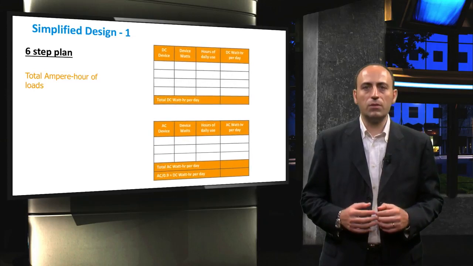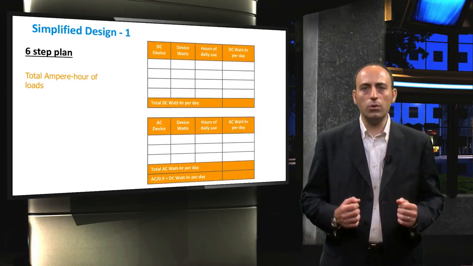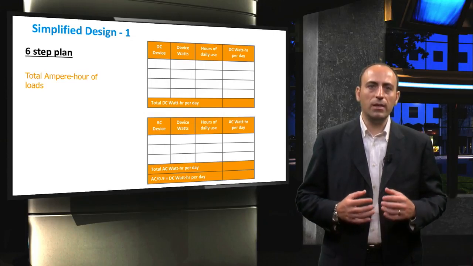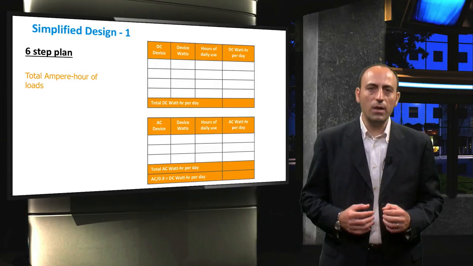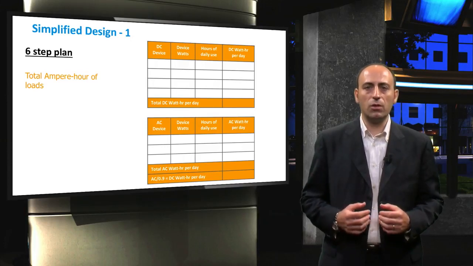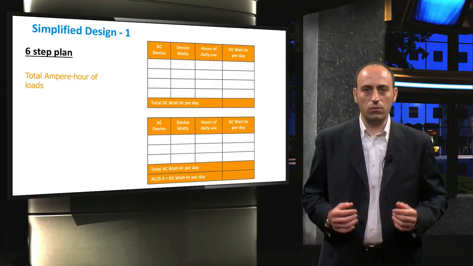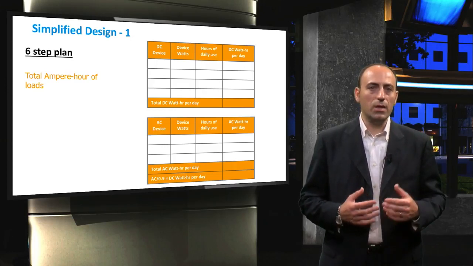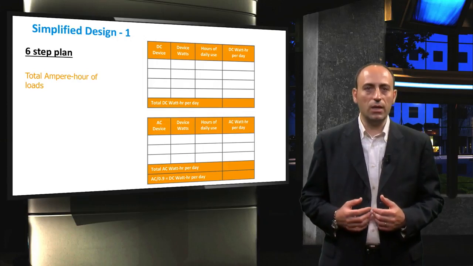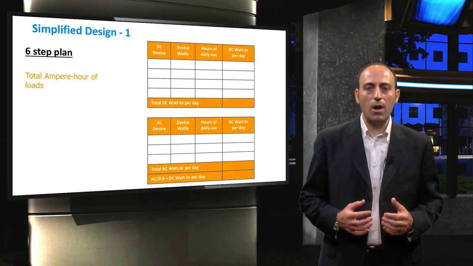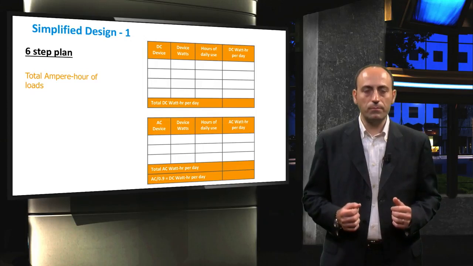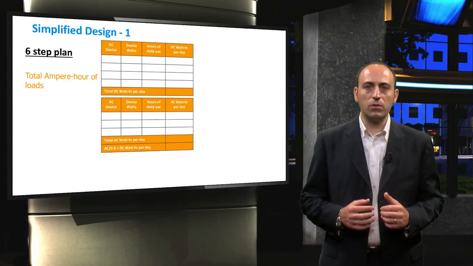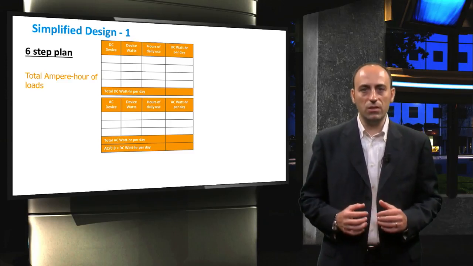The first step involves listing all the loads in a so-called load table to determine the daily load demand in ampere hours. A load table basically contains information about the loads that will be connected to the PV system. By filling out details such as device type, its rated power, and its average daily operational time, the energy requirements of the loads can be calculated. As you may notice, we have used separate load tables for DC and AC devices.